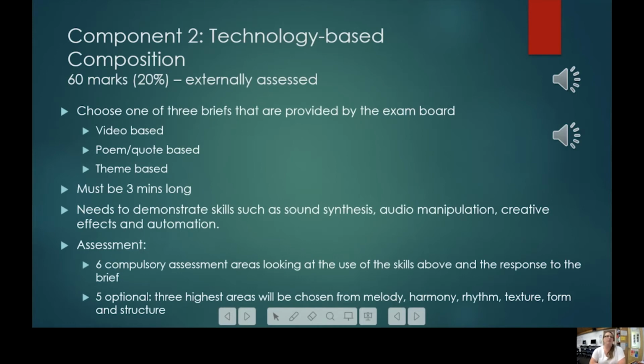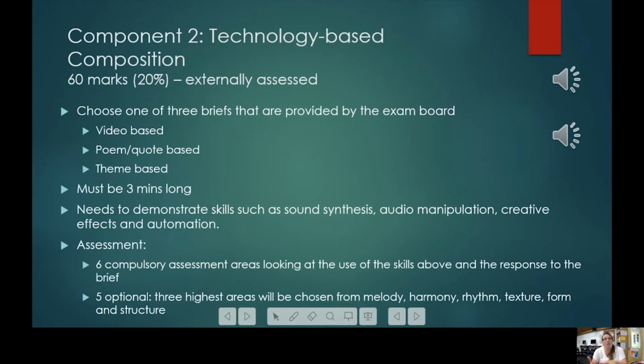Component 2, the technology-based composition. This is where the students have a real opportunity to get really creative with using Logic. And there are some briefs that are provided by the exam board as a result of this. And one of them is video-based, so you usually get a short video clip which you've got to try and create the music that goes alongside it.